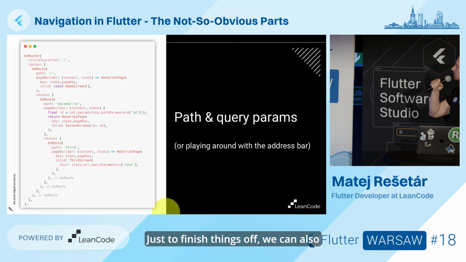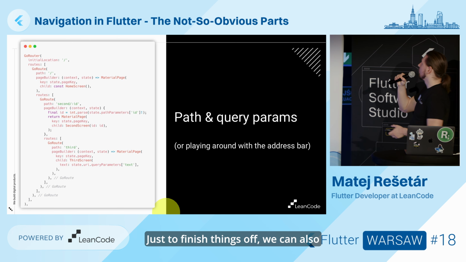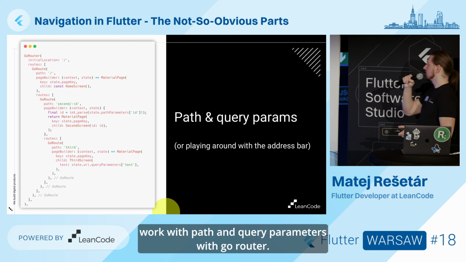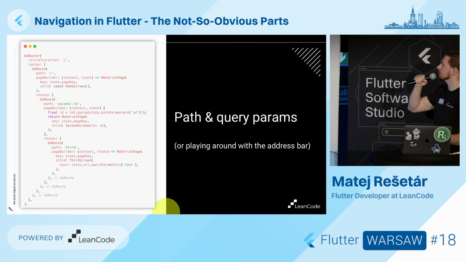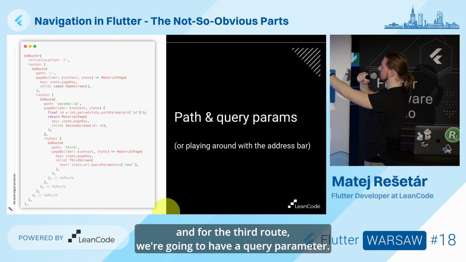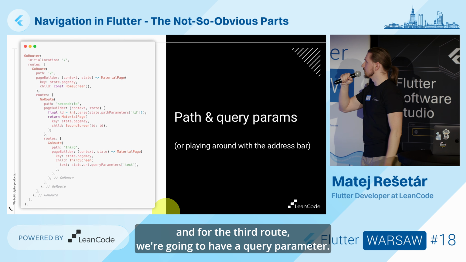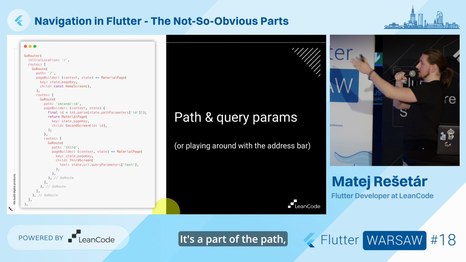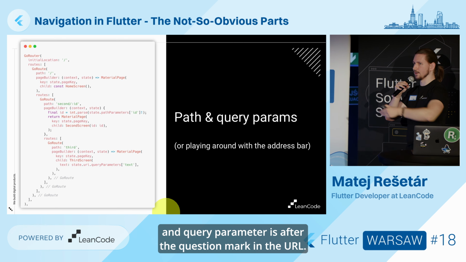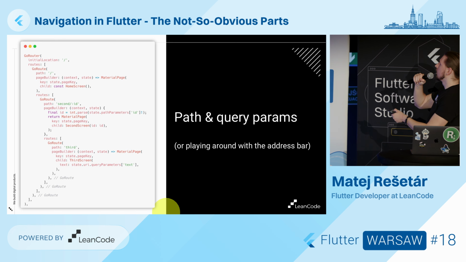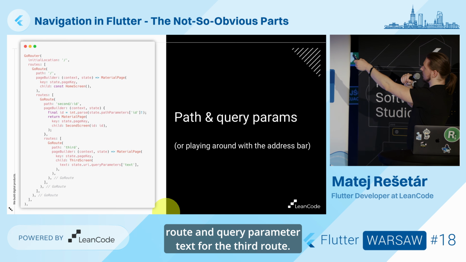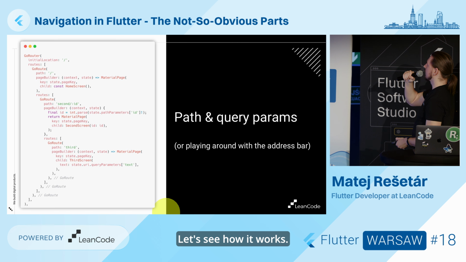And just to finish things off, we can also work with path and query parameters with GoRouter. So for the second route, we're going to have a path parameter. And for the third route, we're going to have a query parameter. So path parameter, of course, goes into the path. It's a part of the path. And query parameter is after the question mark in the URL. So we have a path parameter ID for the second route and query parameter text for the third route. Let's see how it works.